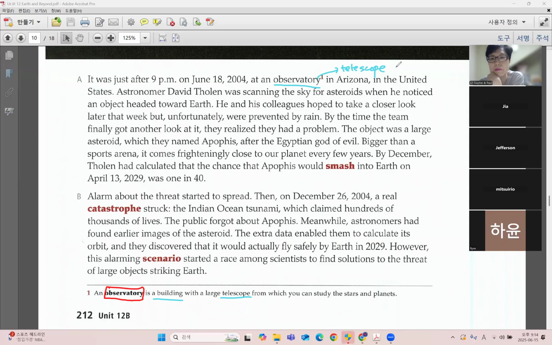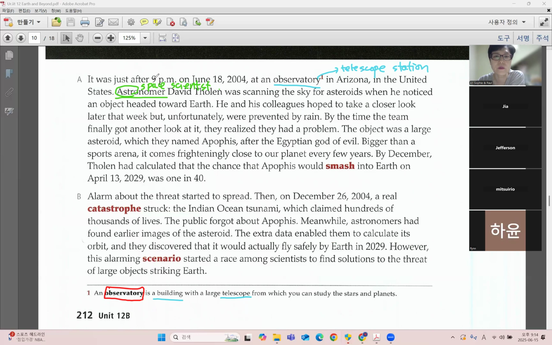Telescope station. Okay, write as much as you can, all of you, in Arizona. Astronomer. Who is the astronomer? Astro is related to what? Space. So astronomer is a space scientist. So astronomer, astro is related to space. Astronaut, astronomer. Someone who travels space. Yeah. Astronaut.